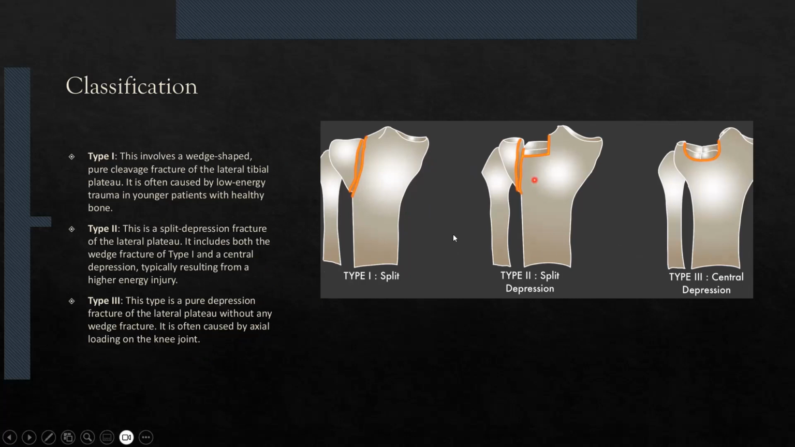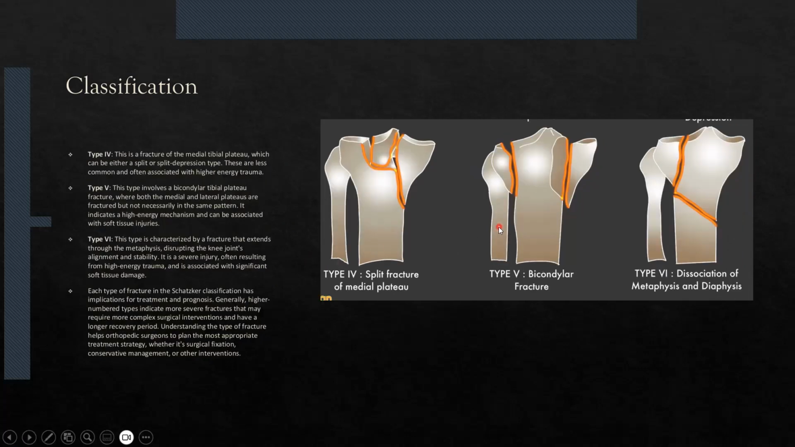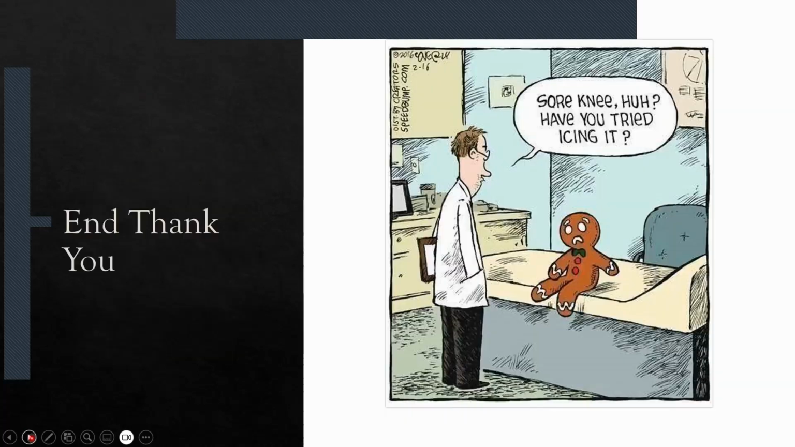The easier way to remember: if anything happens just on the lateral side, it's likely 1, 2, or 3. If it involves the medial side, it's more likely 4. And if it involves the entire knee, it's likely 5 or 6. Okay, so that's just a way to remember it. And yeah, that's just a basic overview.